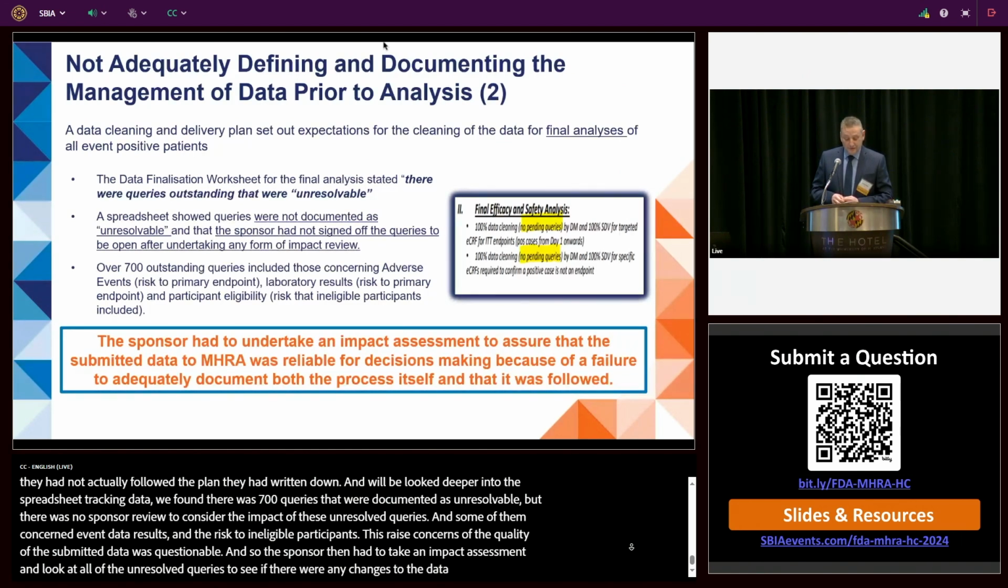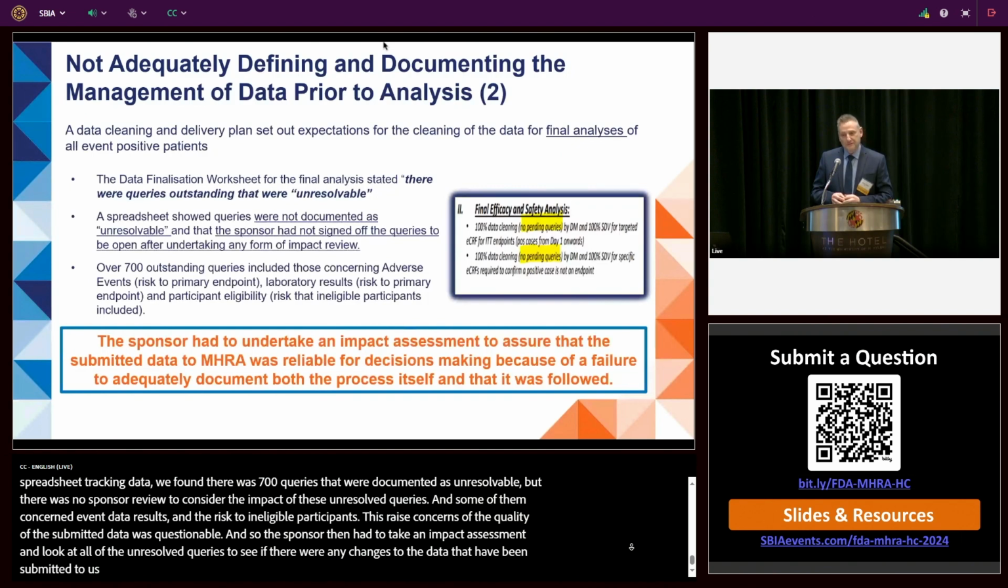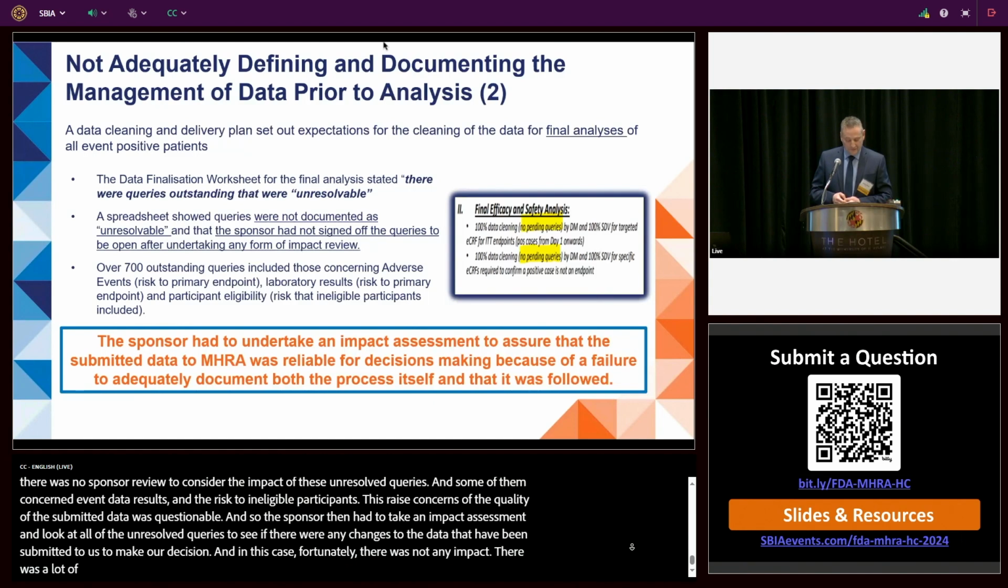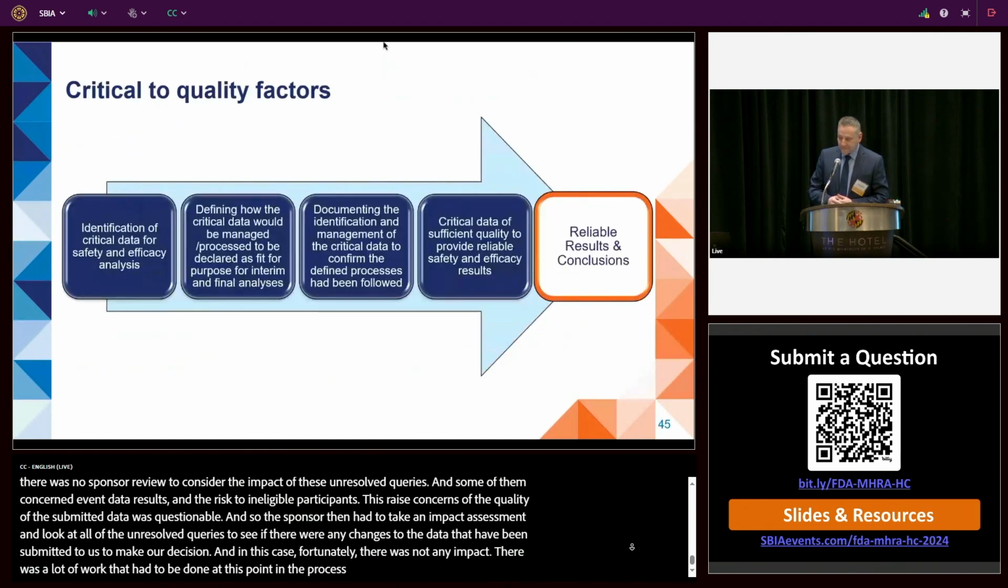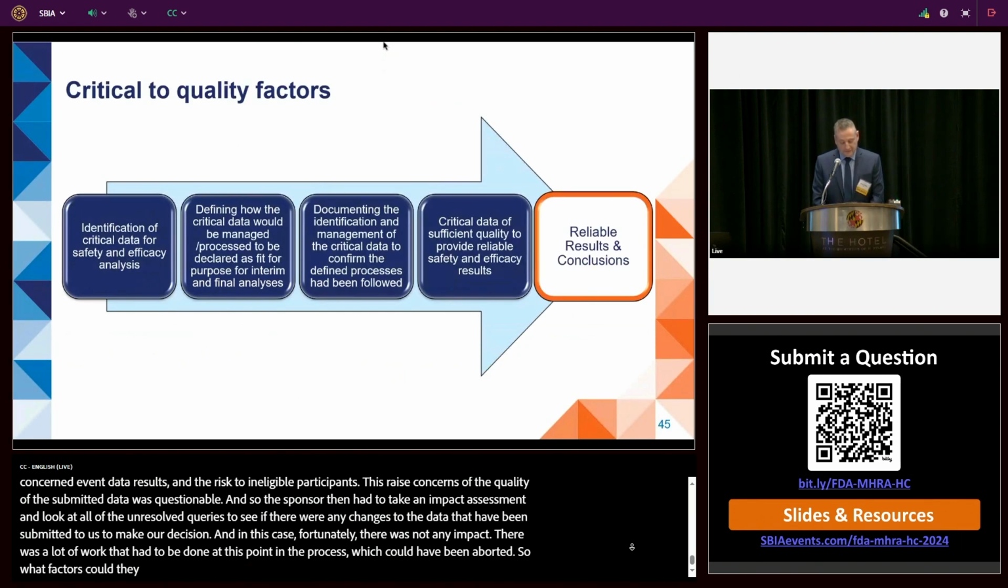In this case, fortunately, there wasn't any impact, but there was obviously a lot of work that had to be done at this point of the process, which could have been avoided. So what factors could they have looked at in terms of critical to quality to help them prevent this?